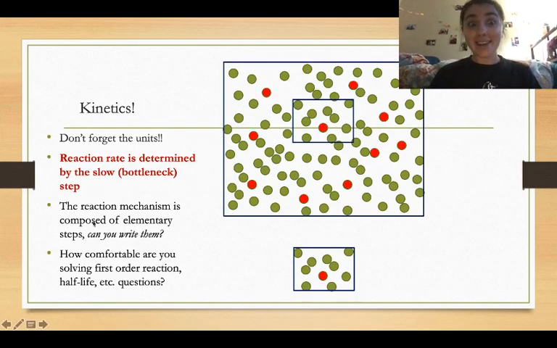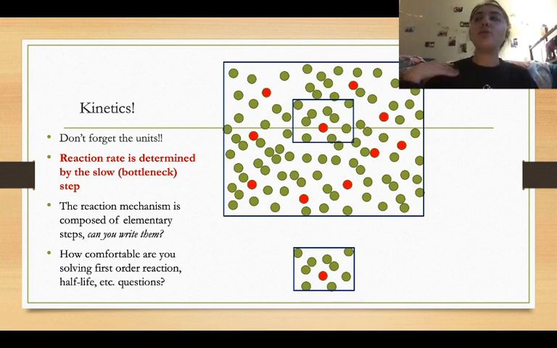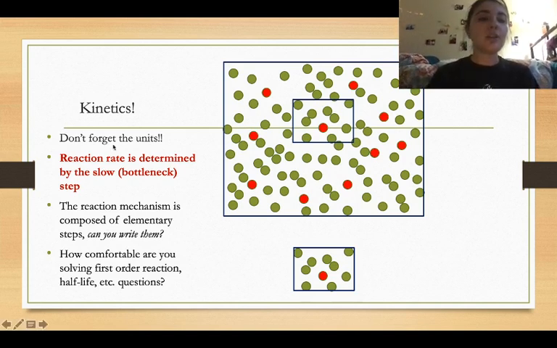Like kinetics, so much fun. Don't forget the units of the different reaction orders. It's so important to remember that when you are looking at a graph, you are able to identify not only the reaction order, but also the units of that reaction order. Remember that its reaction rate is determined by the slow step.